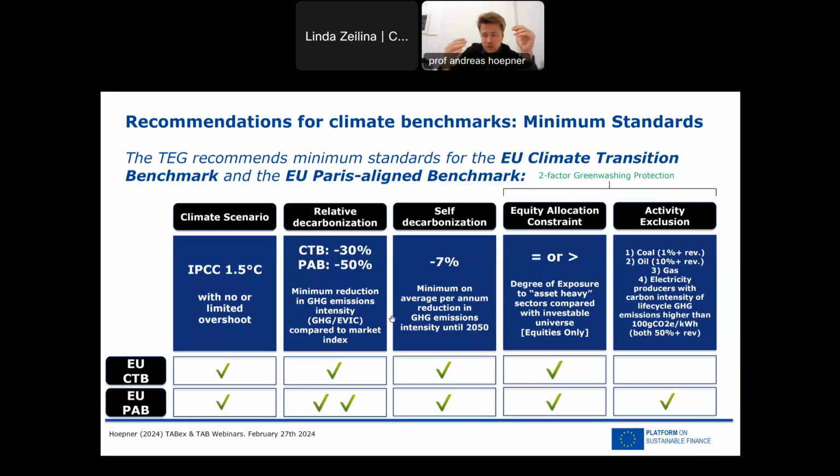And then we have the exclusions. There are no exclusions on the CTB, but there are exclusions on the Paris-aligned benchmarks, and these are firms that are excluded with more than 1% revenue from coal, more than 10% revenue from oil, and more than 50% revenue either from gas or from inefficient electricity producing with more than 100 grams of CO2e per kilowatt hour. That's the basis for PABs and CTBs, overall 150 billion in just about 3 years raised for this concept.